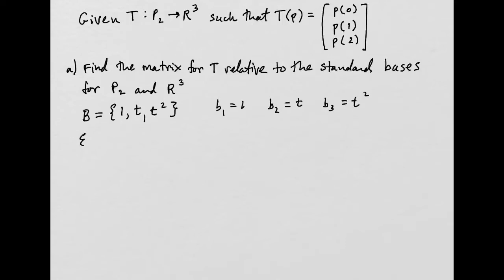And then it's conventional to use capital E here for the standard basis for Rn. It's not necessary, but it's a convention, so we'll go ahead and do that. And in R3, the standard basis is the vectors 1, 0, 0, 0, 1, 0, and 0, 0, 1.